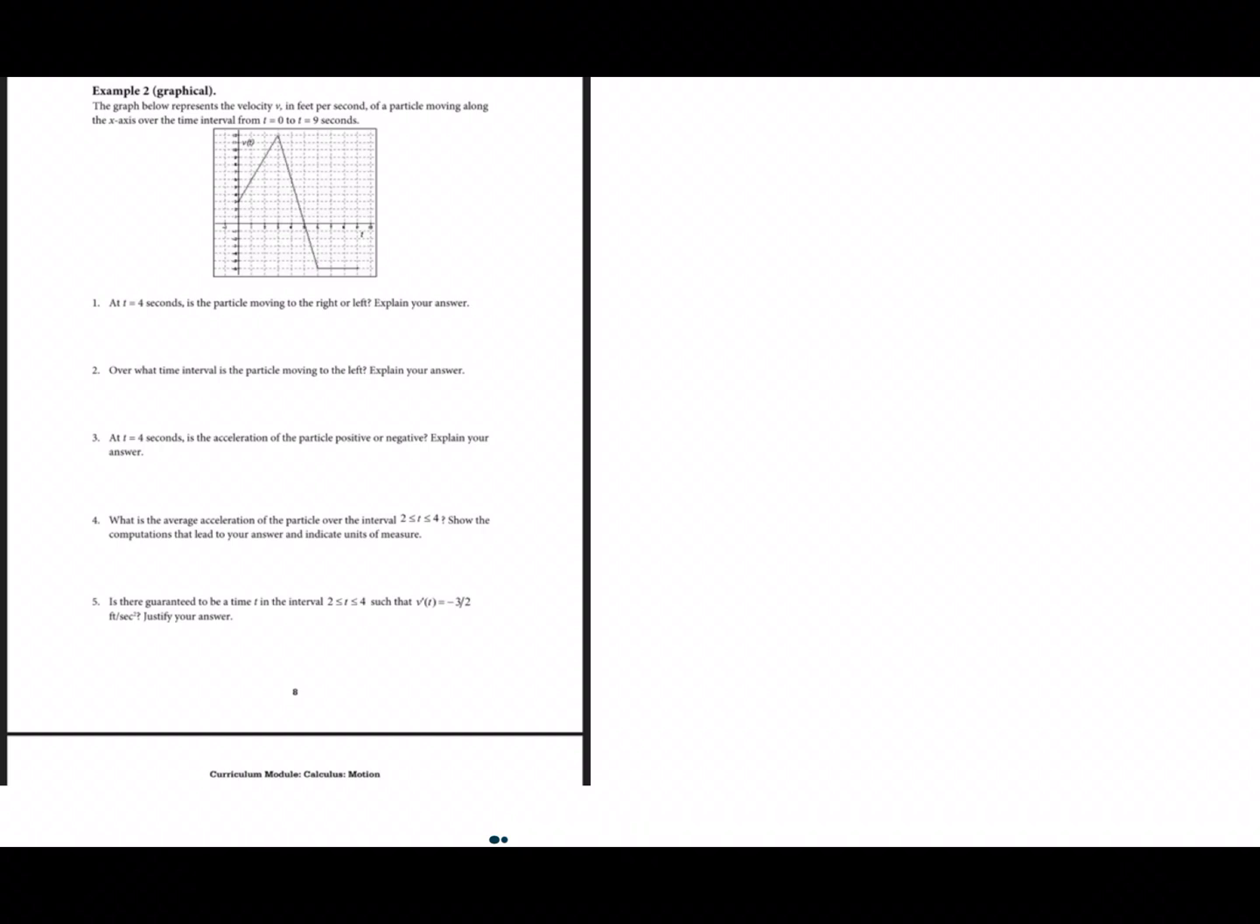All right, I'm going to do a quick review of those couple problems that we missed out on yesterday. Starting with this one, I asked you guys to look at number 5. If you pay attention to the language in number 5, it says, is there guaranteed to be a time t in the interval from 2 to 4 such that v prime of t equals negative 3 halves feet per second squared? Justify your answer.